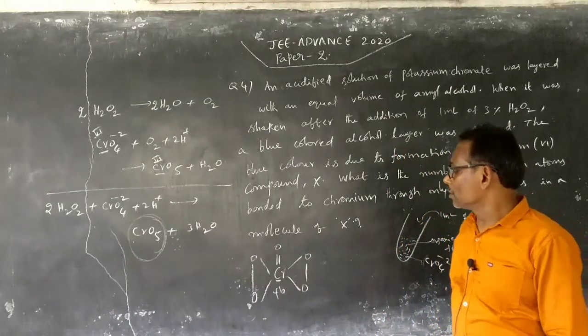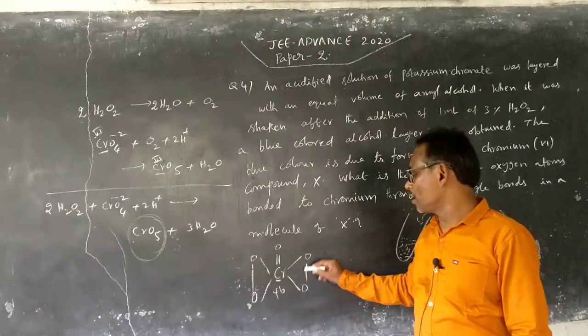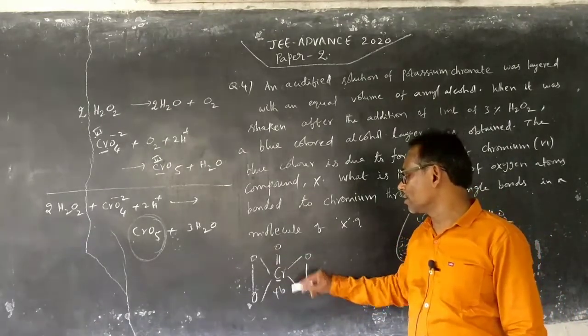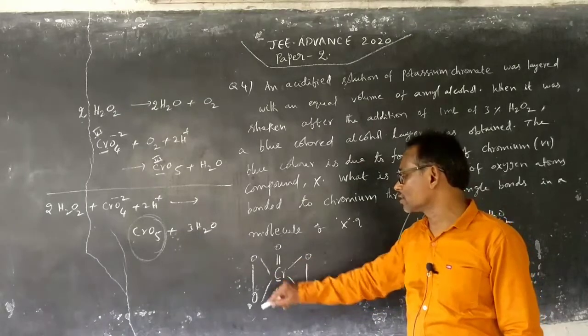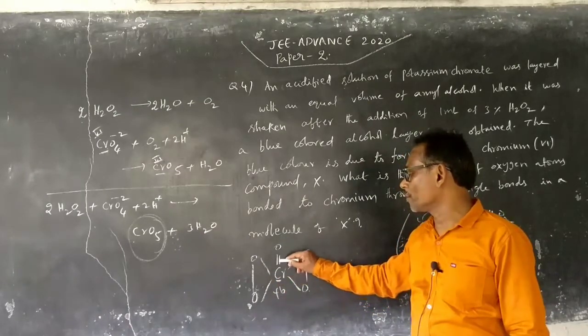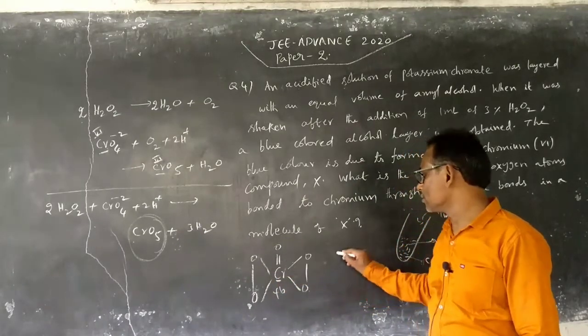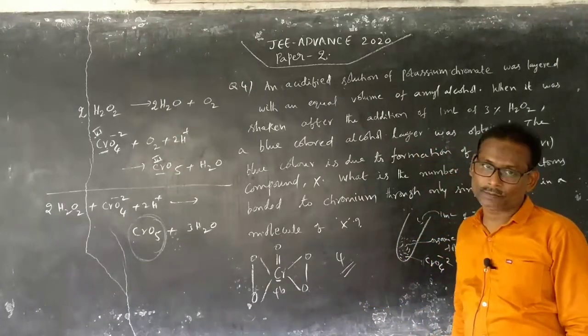Okay. So what is the answer? That is, how many oxygens are connected to chromium via single bonds? 1, 2, 3, 4. 4 oxygens. But this one is not connected to chromium by a single bond. That's why the answer is 4. So the answer is 4. Okay.